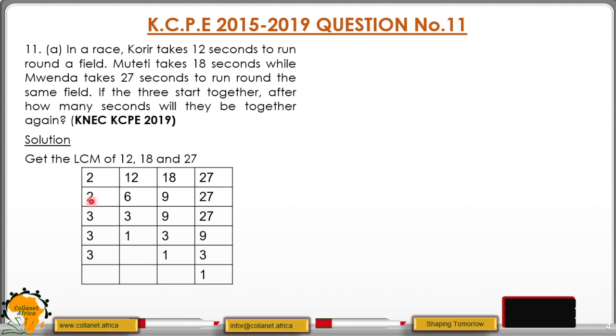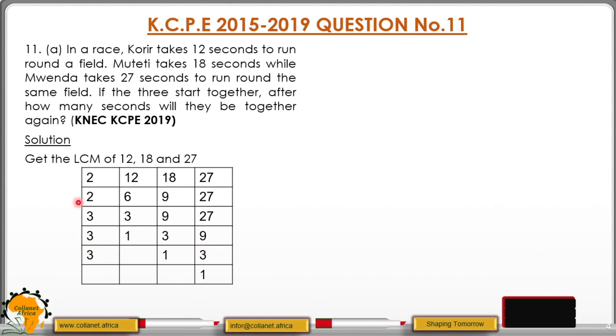Then you write 2 here. Divide by 2, you get 3. It is not possible. Then you move to 3. 3 divided by 3, you get 1. Divide by 3, you get 3. Divide by 3, you get 9. Then you have another 3 here. To get 3, divide by 3, you get 1. Divide by 3, you get 3. And finally, we have 3, so that we divide here to get 1.